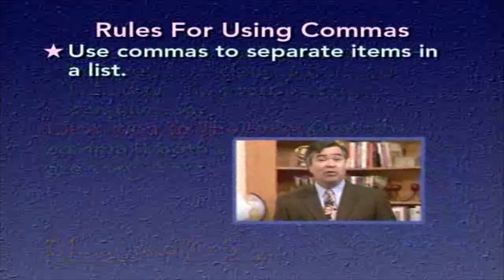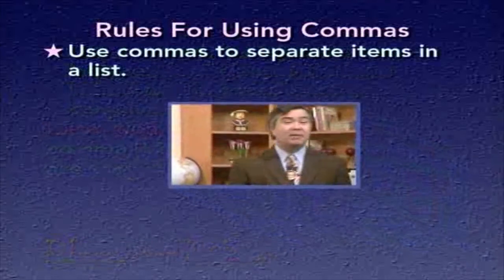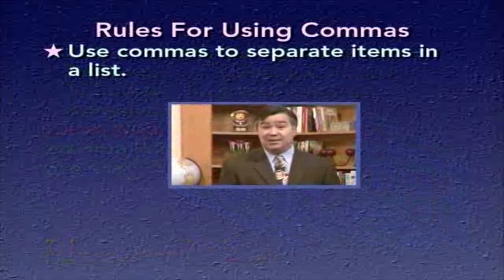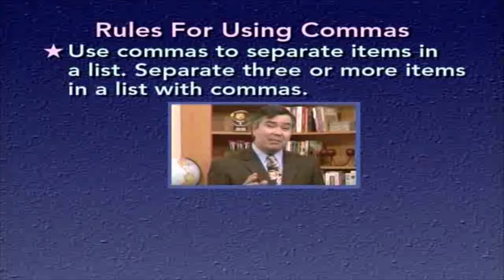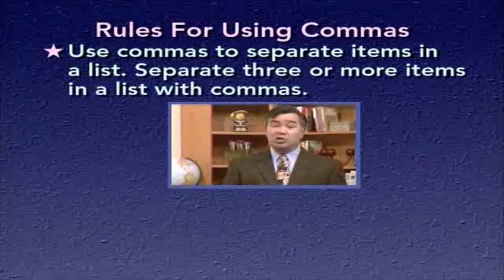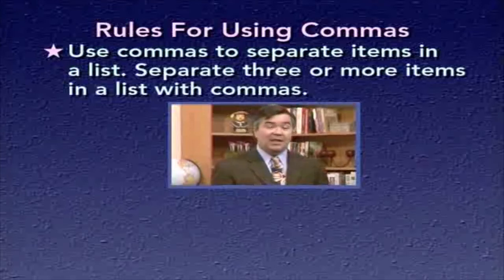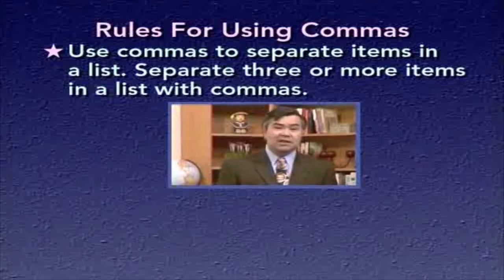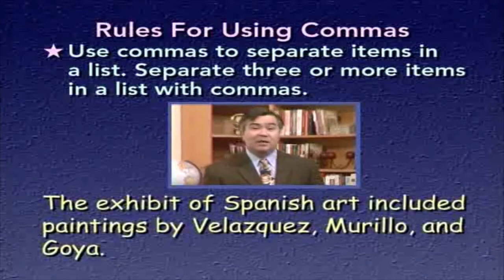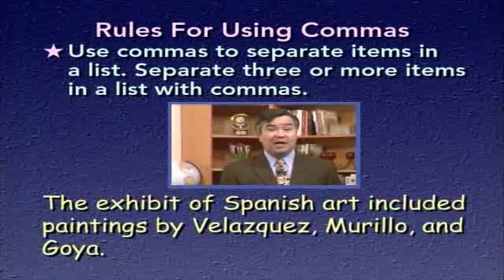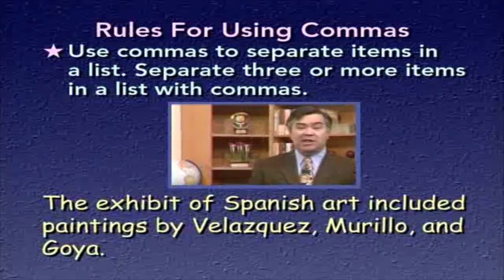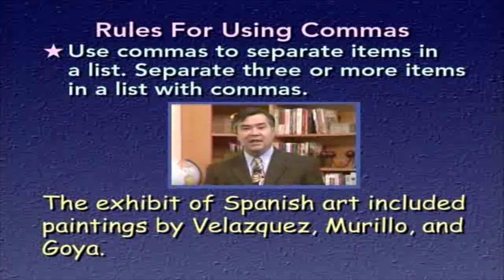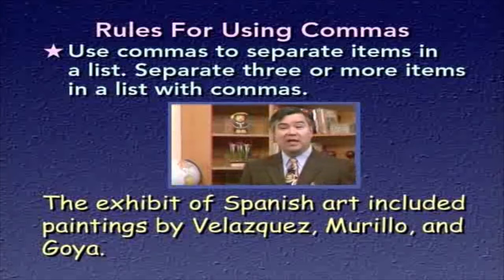Here's our last rule for using commas. Use commas to separate items in a list. When you're listing three or more items in a sentence, it makes the list much easier to read and understand if you separate the items with commas. Here's an example. The exhibit of Spanish art included paintings by Velázquez, Murillo, and Goya. This sentence contains a list of three Spanish painters whose work was included in the exhibit: Velázquez, Murillo, and Goya.